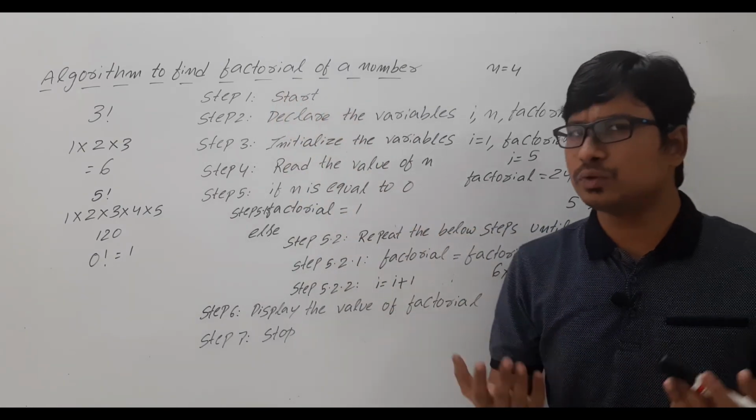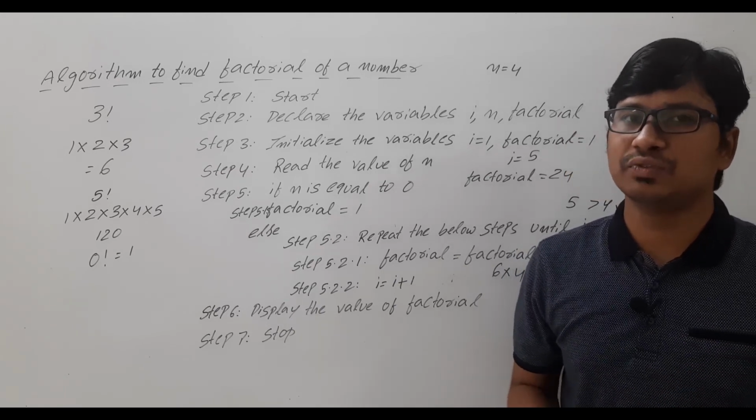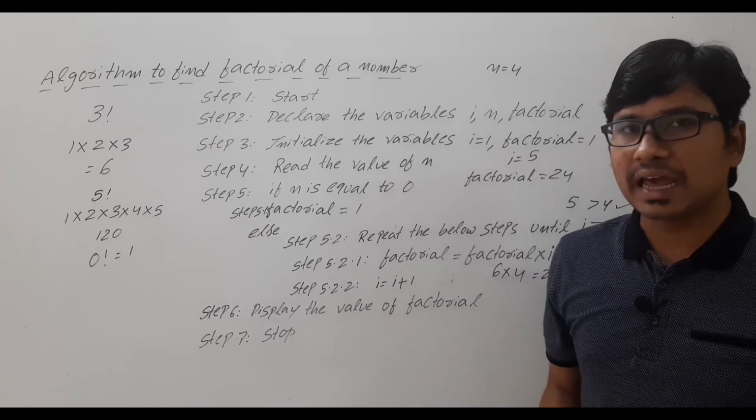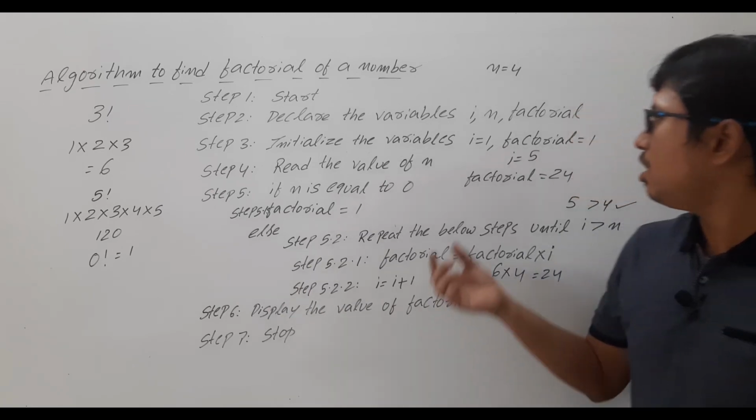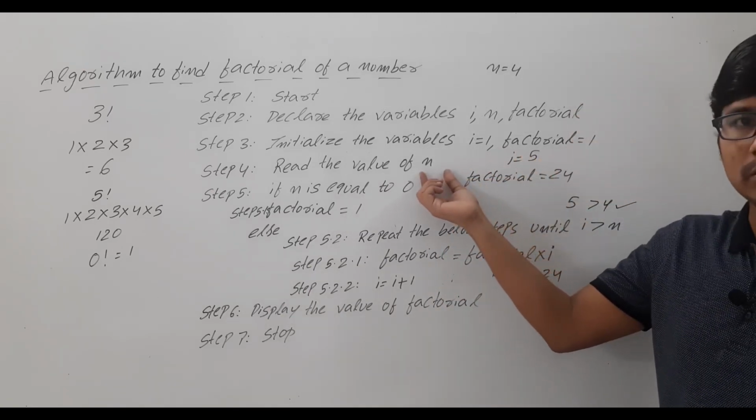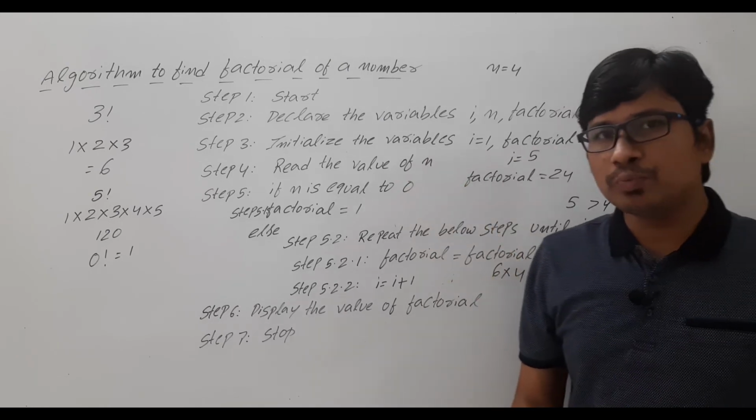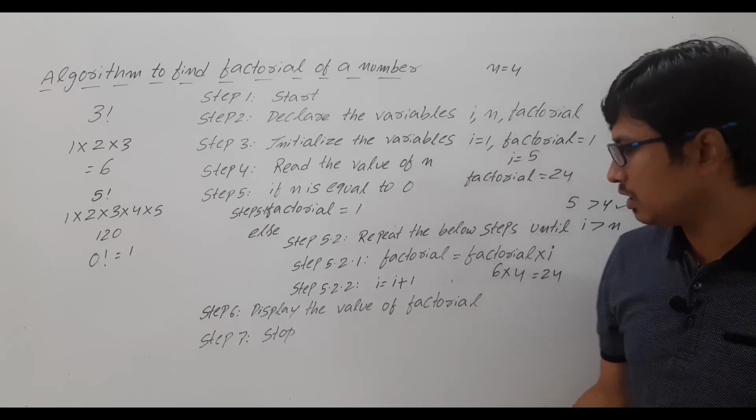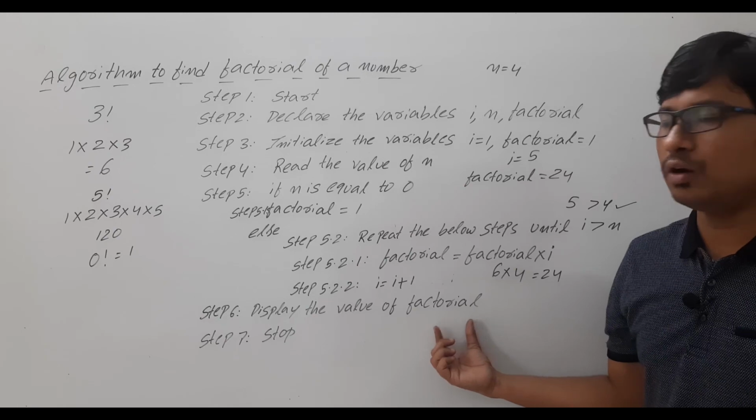Once you write the algorithm, you need to check whether this algorithm is satisfying all the characteristics of an algorithm or not. What are the characteristics? Input. It should take 0 or more inputs. How many inputs is it taking? 1 input it is taking. N value it is taking. Am I right? How many outputs is it displaying? Every algorithm should produce at least 1 output. It is displaying the factorial value. So it is giving 1 output.